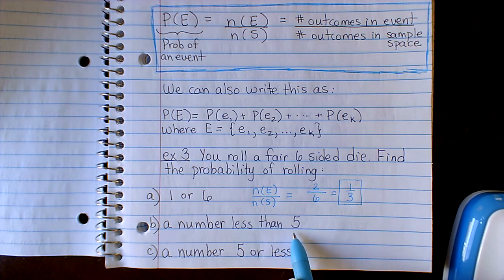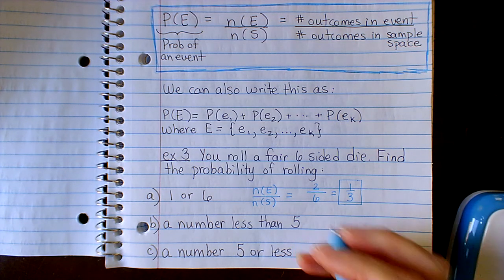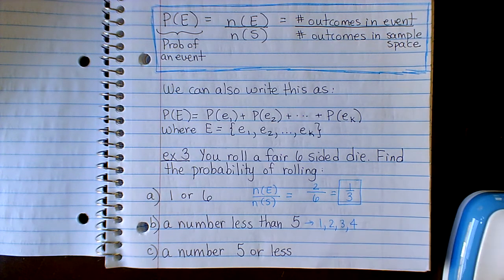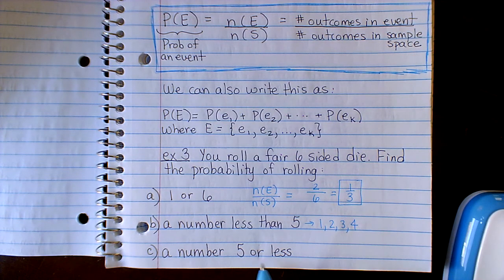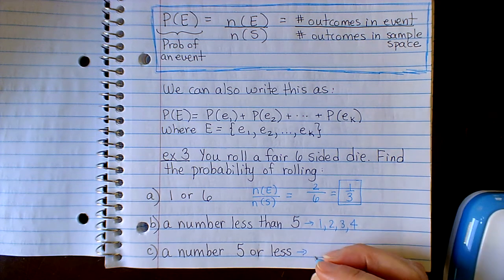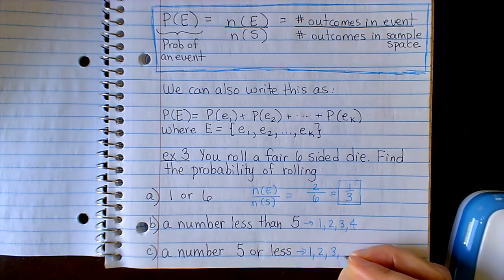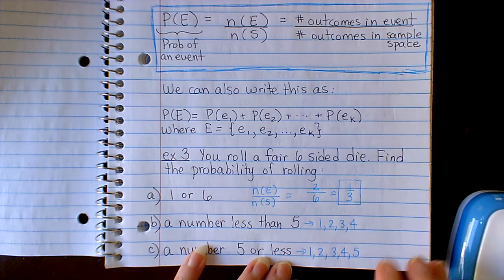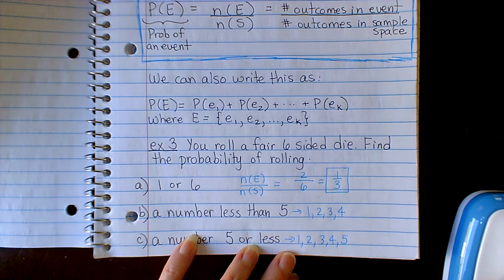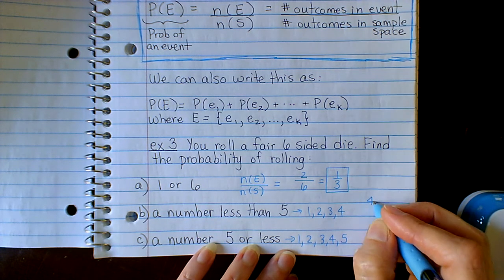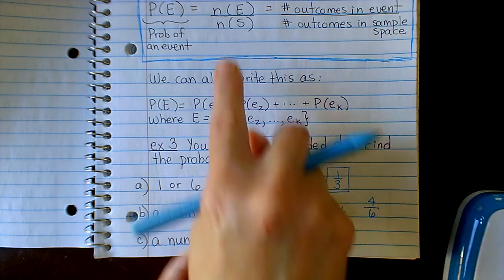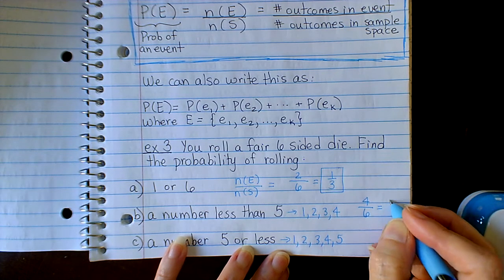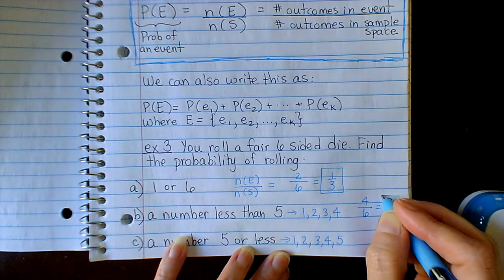Less than 5 doesn't include 5. So a number less than 5 is 1, 2, 3, or 4. A number that's 5 or less includes 5. So that's 1, 2, 3, 4, 5. So for this event, we have 4 possible outcomes, still out of a total of 6. So we're still going back up here to the total outcomes in the sample space. That reduces to 2/3.